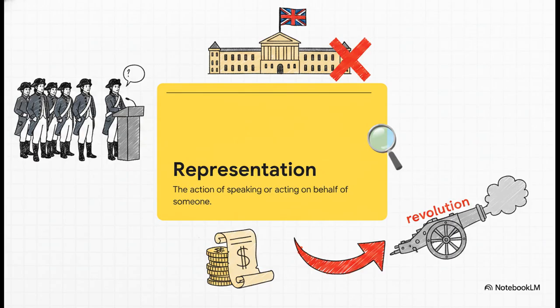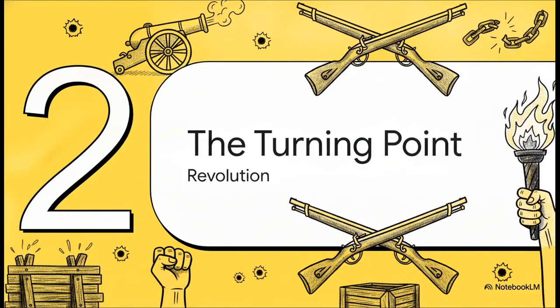This is the action of speaking or acting on behalf of someone. In a government context, it means you have an elected voice, someone who actively argues for your community's interests. So, being heavily taxed by the British government while having absolutely zero representation in Parliament, that was the exact spark that ignited the whole conflict. It's literally where the famous battle cry, "No taxation without representation," comes from. Which boils over into our next section. Section 2, the turning point, revolution.